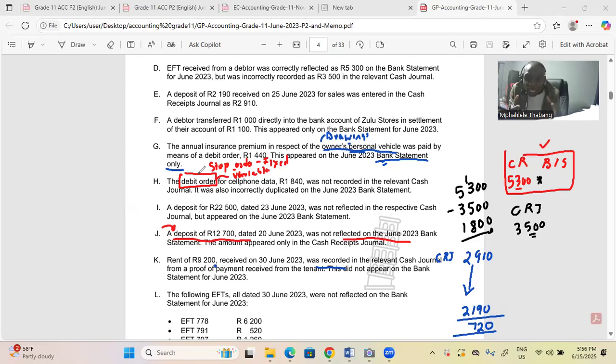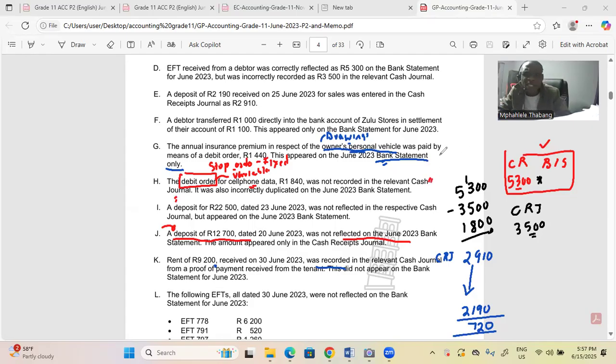If the bank records this, it is going to record it on the debit side of the bank statement to show that we are making payment to someone. And we will be paying for cell phone data, okay? 1,840. Here they are saying it's a debit order for cell phone data. And they say it was not recorded in the cash journal. Obvious.